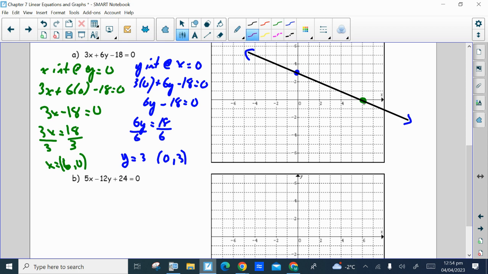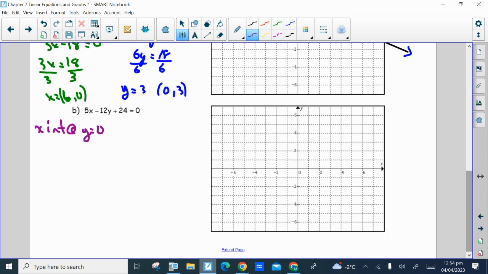So for question B, we'll do it the same way. We want to graph it by finding the intercepts. It doesn't matter which one you do first. Normally I start with the x-intercept, but you could start with the y-intercept first. That doesn't matter. But the x-intercept is where the other variable y equals 0. And 12 times 0 is 0. Essentially, that term just disappears because you're going to have 5x take away 0, which is 5x.